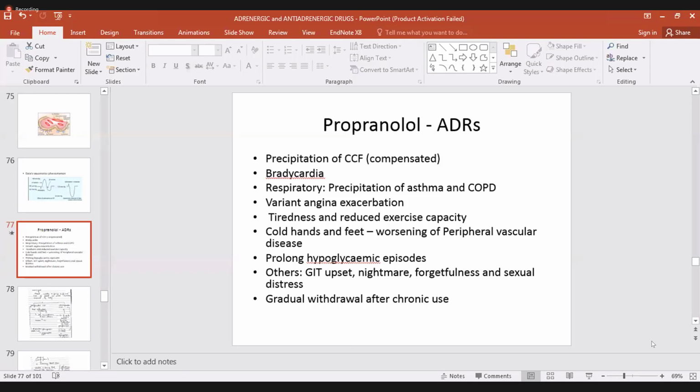Reduced by use of alpha blocker. When BP is reduced by use of alpha blocker, will BP restore to normal after some time? Will extra drug be required?